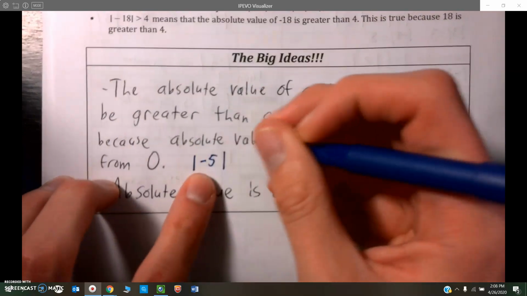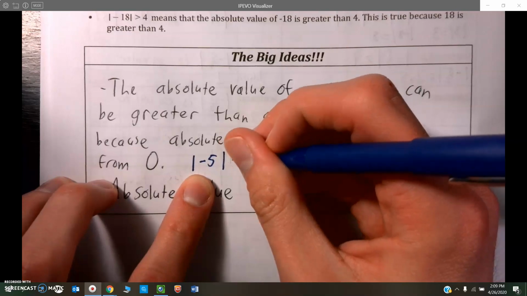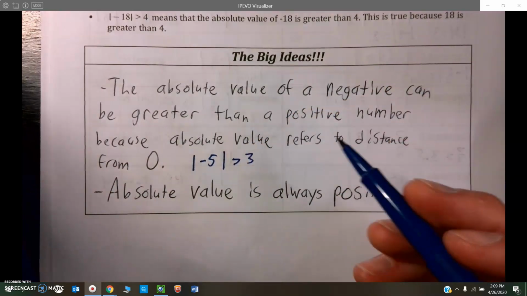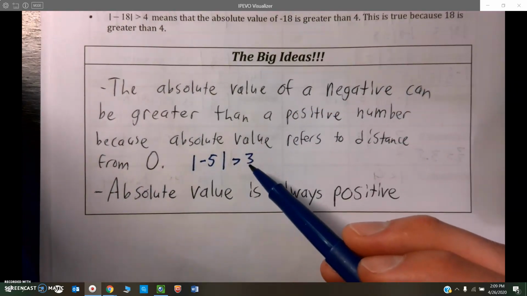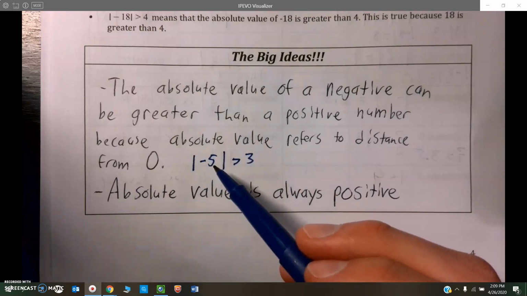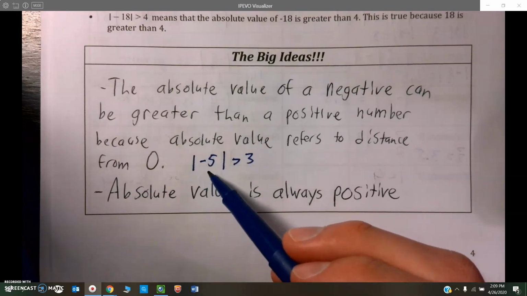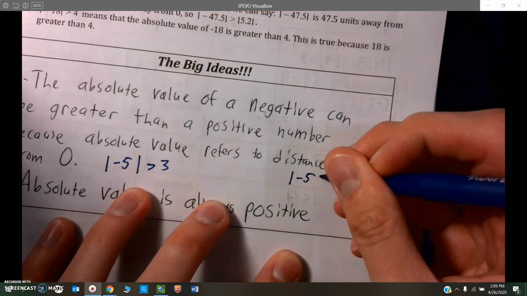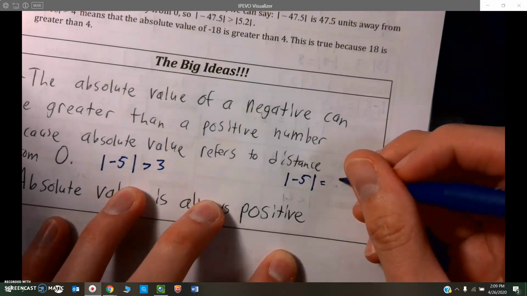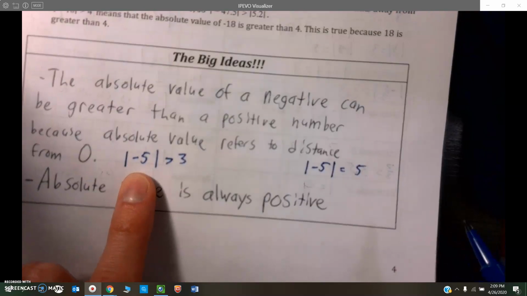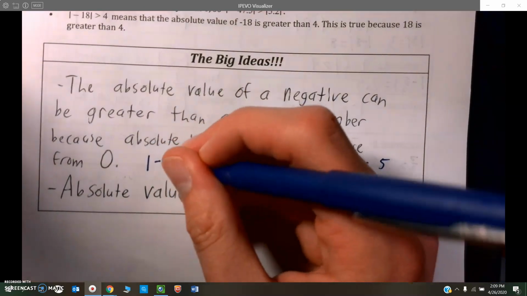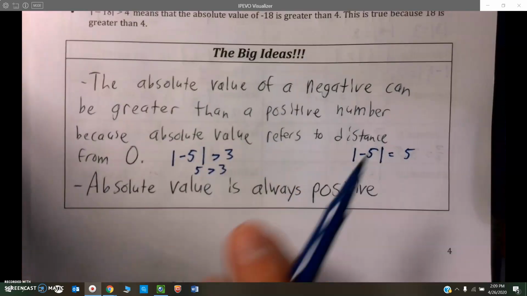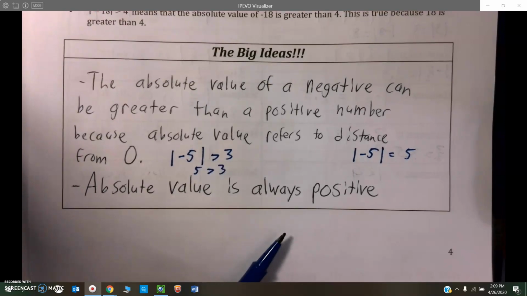the absolute value of -5 is greater than +3. Normally we've always said that negatives can never be greater than a positive, but this isn't saying -5. This is saying how far away from 0 is -5. The absolute value of -5 is actually 5, because -5 is 5 away from 0. And so what this is actually saying is 5 is greater than 3.